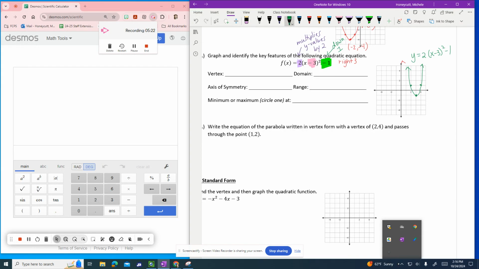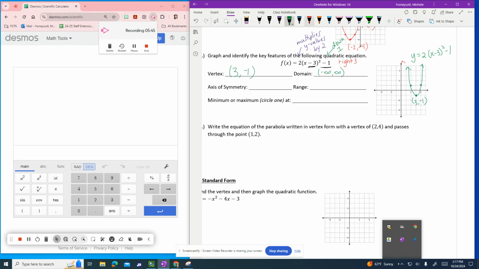So I look at my graph. I see that the vertex is at (3, negative 1). So the vertex is (3, negative 1). You can also look at the equation and say, oh, the opposite of this is positive 3 and then negative 1. The domain: how far to the left and the right does your graph go? It goes from negative infinity to positive infinity.